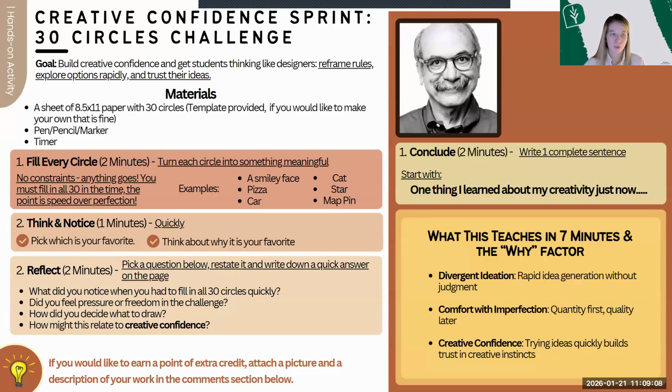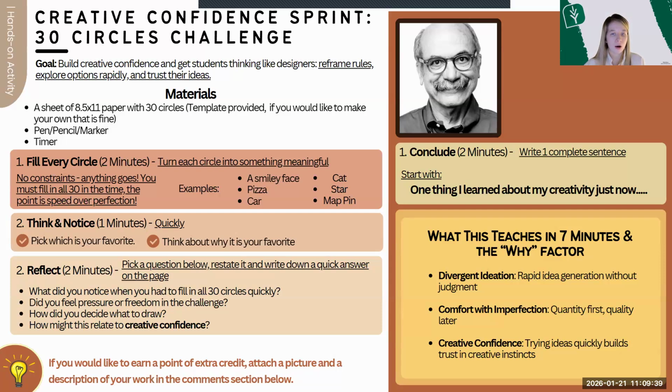And so for the first one, if you're not going to use the template, make a template. And then you're going to fill in every circle with something that is meaningful to you. There's no constraints, anything can go. So you have to fill in all those 30 circles in the time frame. And this activity is kind of about speed over perfection. So an example is you might have a circle that has a smiley face in it. You might be into cars.